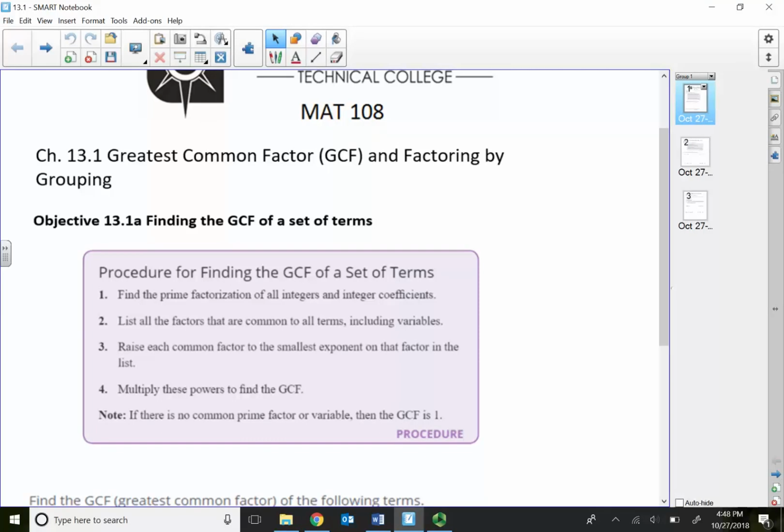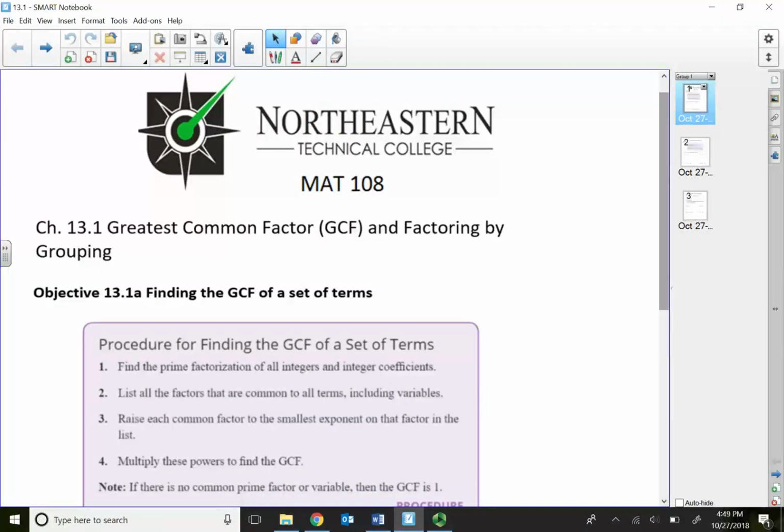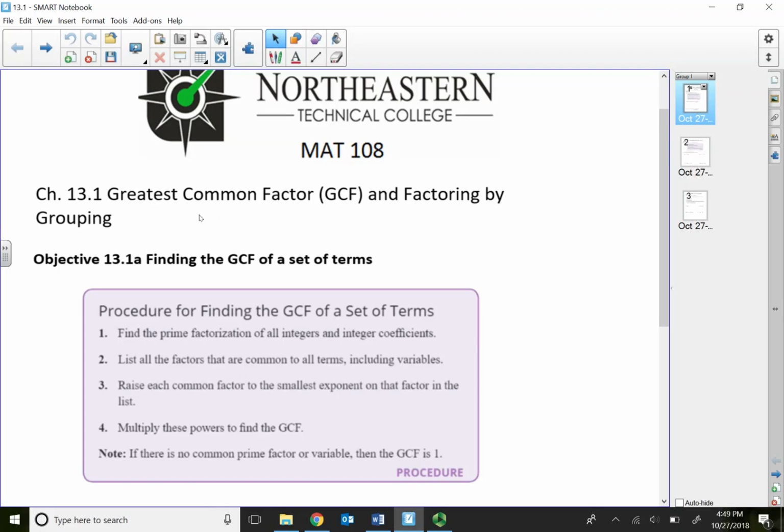In module 13 we are going to talk about factoring, which is basically like a division of polynomials. So 13.1 is about finding the greatest common factor, factoring by grouping, and learning how to factor out the greatest common factor as well.